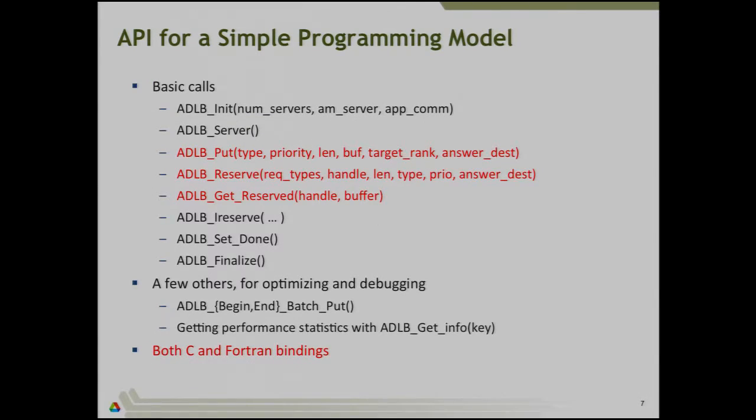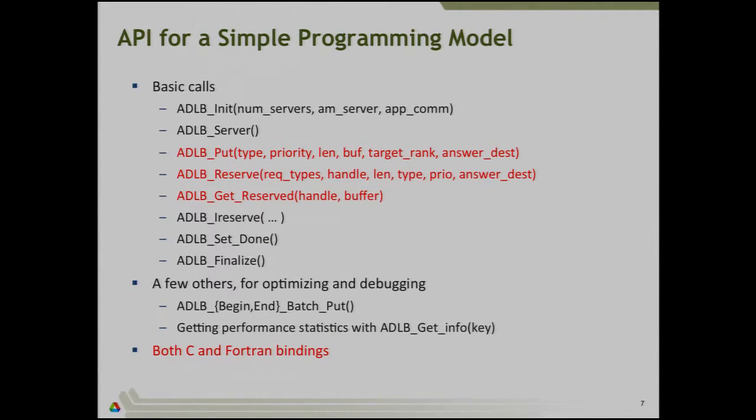So here is all of the API for this simple programming model. It has some sort of junk that you would expect, initialize and finalize and so forth. But what really matters is the put and the get. And the get is done in two parts. First, we reserve a bit of work. We get something back that tells us how big it is so that we can allocate some memory and then get the stuff that we reserved.